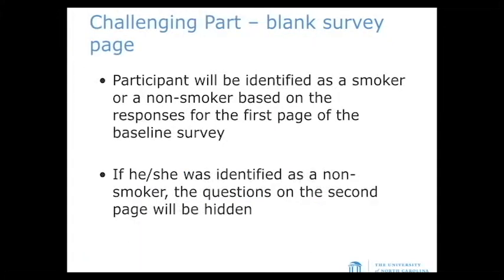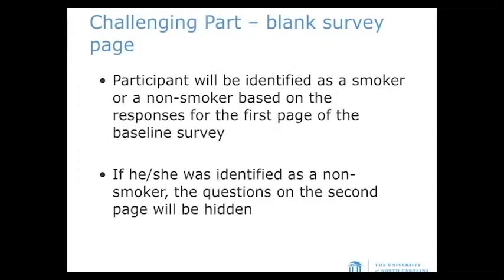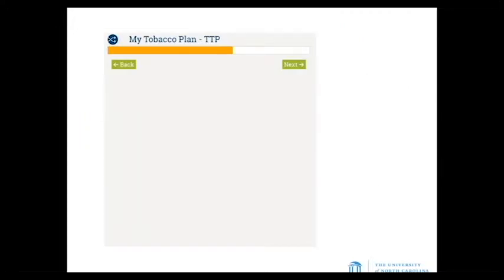A challenging part in this project is that in the first module, this is not the first page. After the first page, the participant will be identified as a smoker or non-smoker based on the response to the first page of the baseline survey. If he was identified as a non-smoker, the questions on the second page will not be available to these participants. So a blank page will be generated, which is not good in terms of usability.